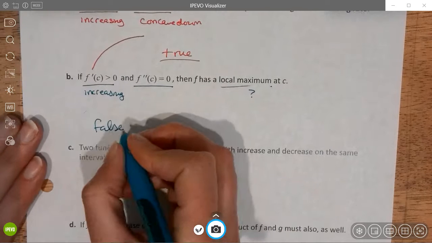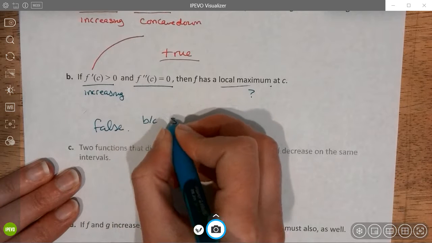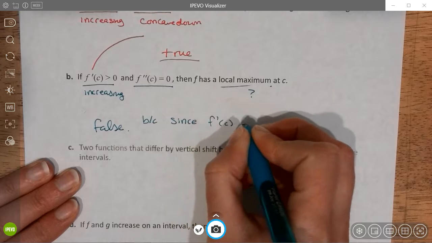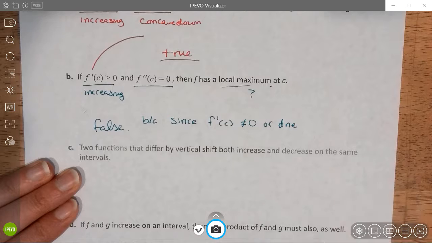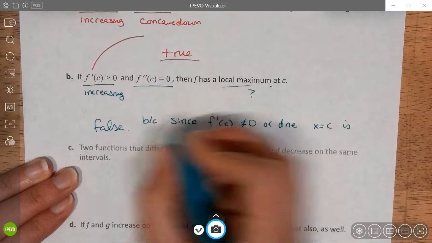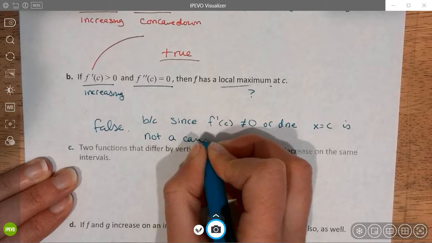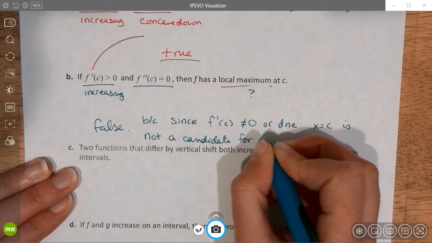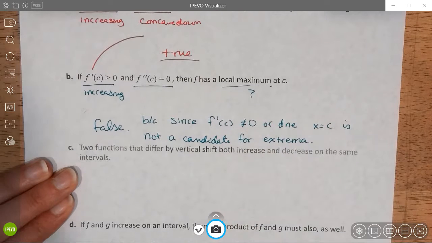Okay, I need to explain why. It's false because since f prime of c is not equal to 0 or doesn't exist, x equals c is not a candidate for extrema. So it couldn't possibly be a maximum. It's not even a candidate for an extrema.